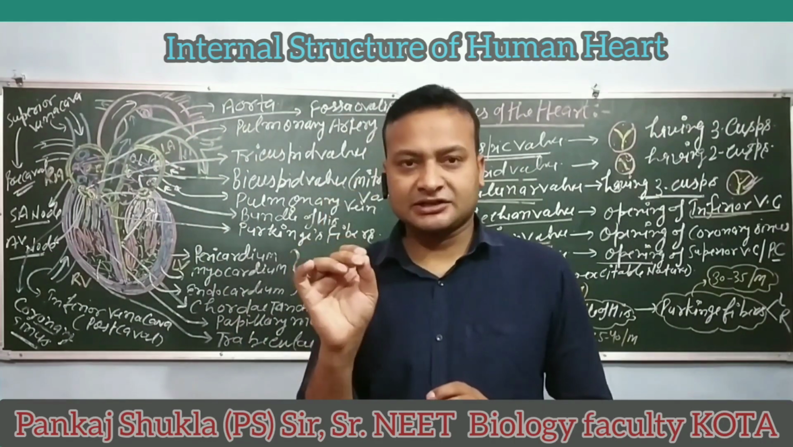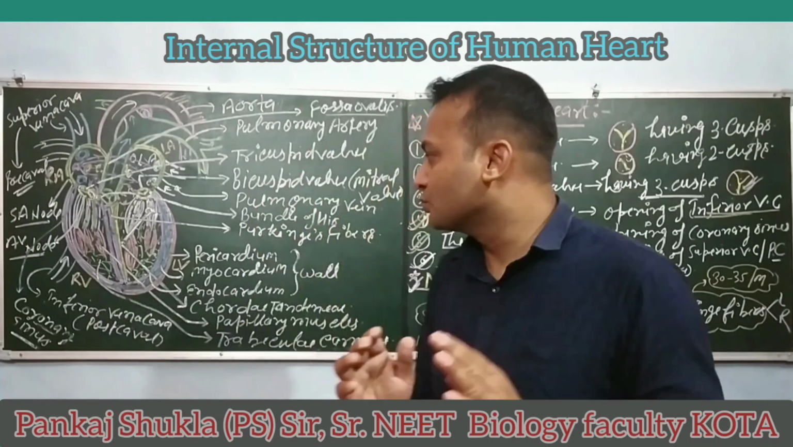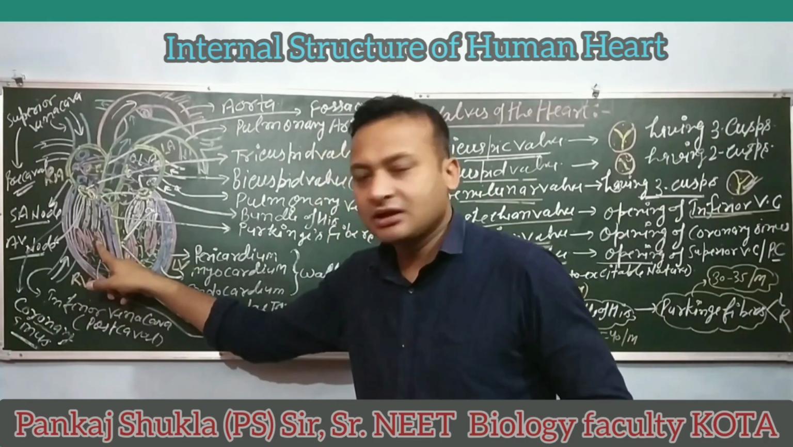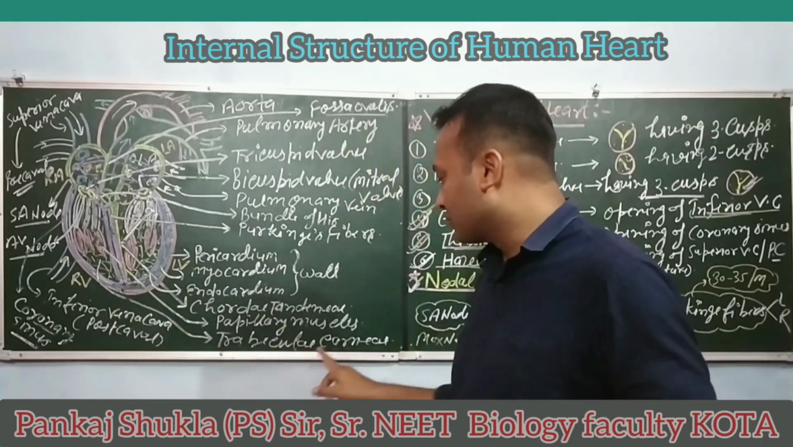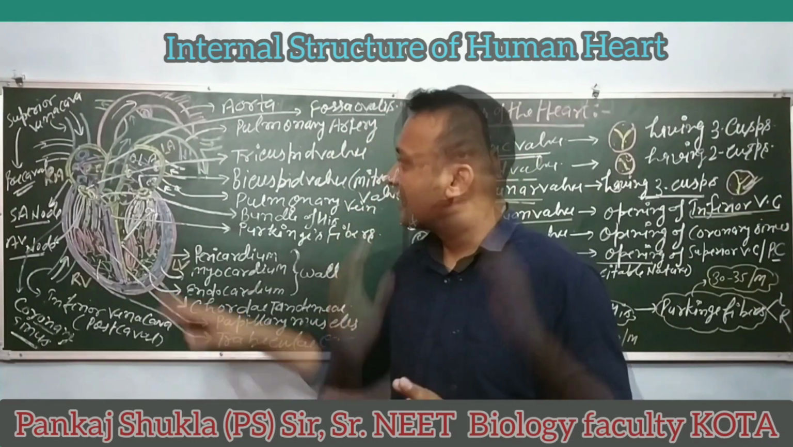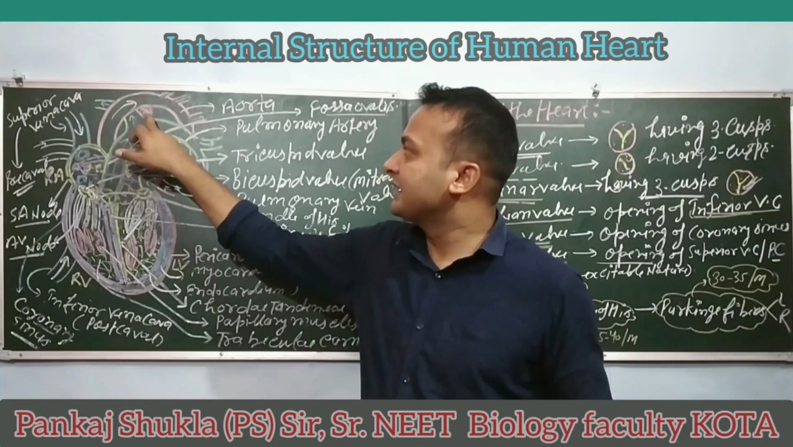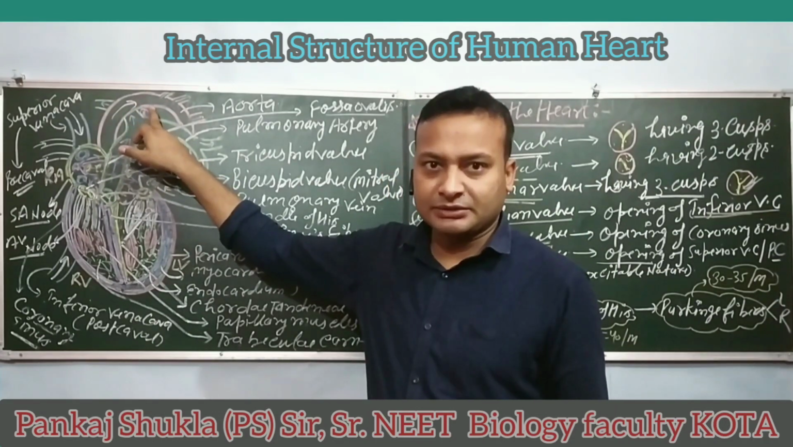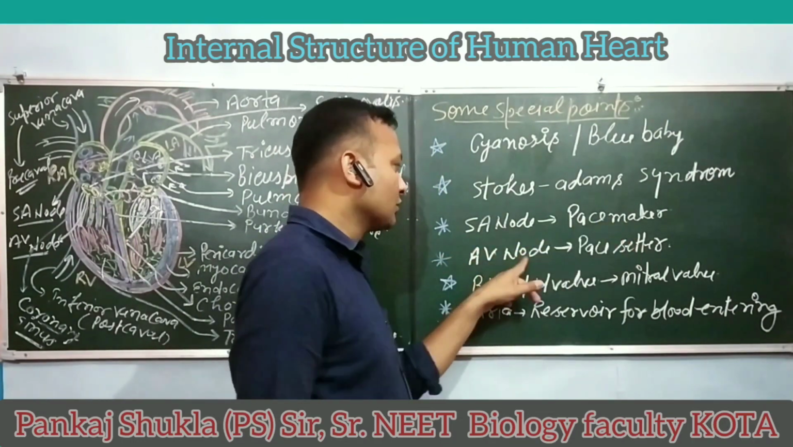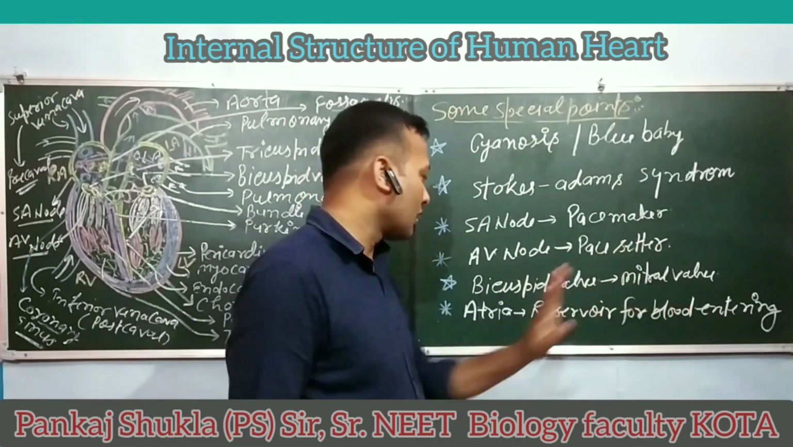In the tricuspid and bicuspid valves, the flaps are attached to fibrous cords called chordae tendineae. Chordae tendineae are attached to papillary muscles. Papillary muscles are attached to trabeculae carneae. Trabeculae carneae are spread throughout the ventricles. The pulmonary artery is attached to the aorta by a ligament called ligamentum arteriosum. So students, the SA node is called pacemaker, the AV node is called pace setter, and the bicuspid valve is called the mitral valve.